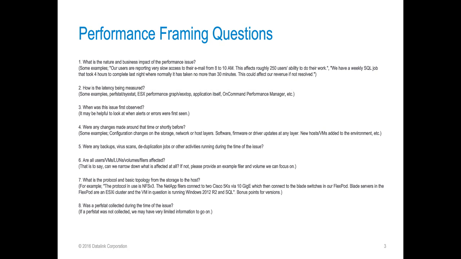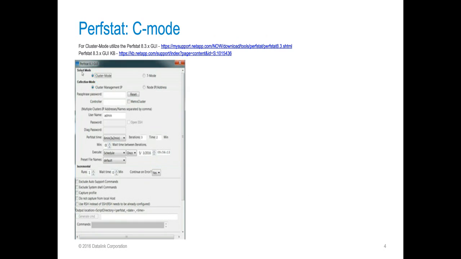So, Perfstat for C mode. For C mode, we use the 8.3 GUI. And there's a KB article that walks you through the different options. I have a link up on the slide that gets you to both the Perfstat 8.3 GUI and the Perfstat 8.3 GUI KB.